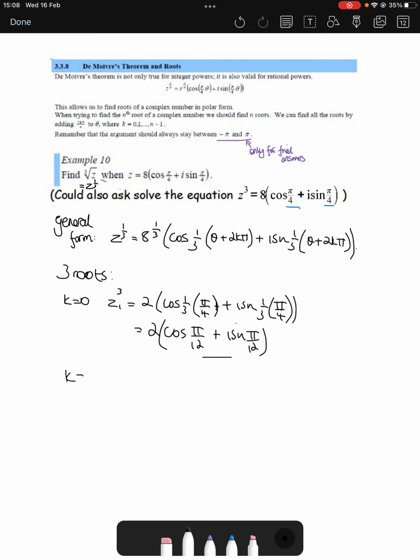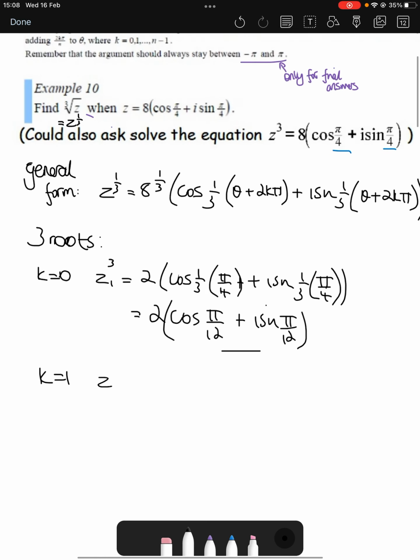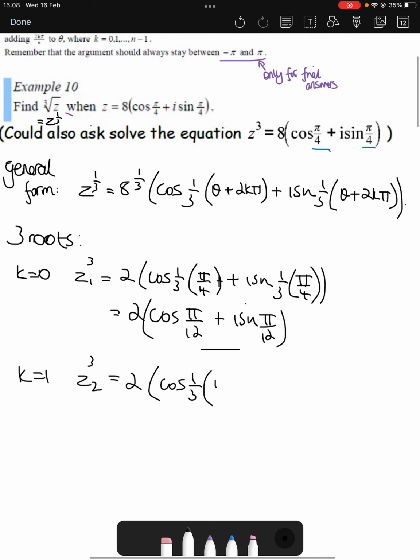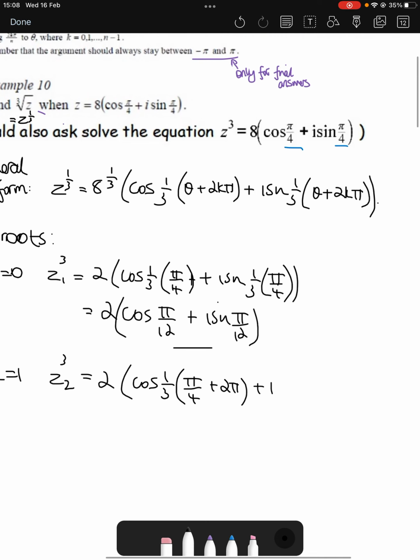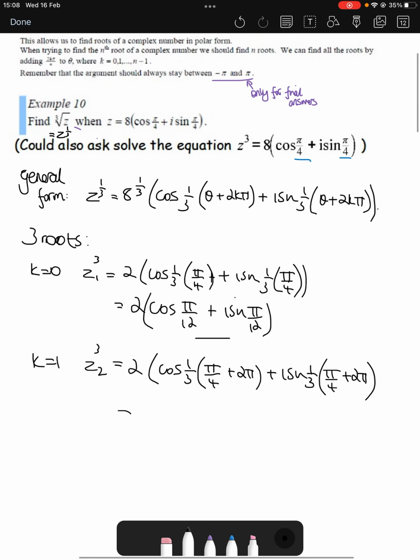Okay, second root, k is 1. So we're going to call this z2. Again, the number at the front is always going to stay the same, so it's going to be 2. Going back to that general form, cos of a third. This time our theta, pi over 4, plus 2k pi. So k is 1 this time, so we're adding on 2 pi. Pi over 4 plus 2 pi is obviously 9 pi over 4. So we've got a third of 9 pi over 4.